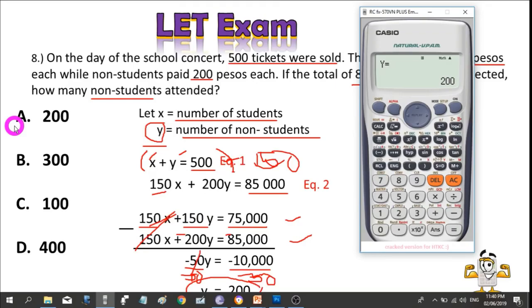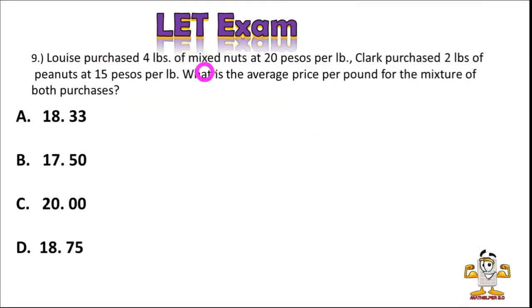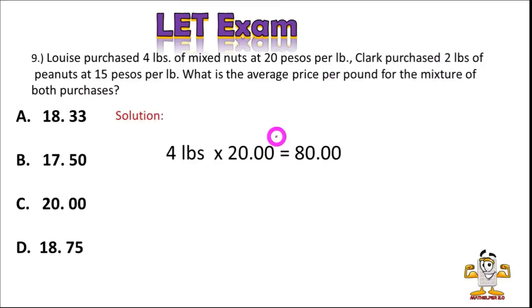Number 9. Louis purchased 4 pounds of mixed nuts at 20 pesos per pound. Clark purchased 2 pounds of peanuts at 50 pesos per pound. What is the average price per pound of the mixture of both purchases? So, solution.